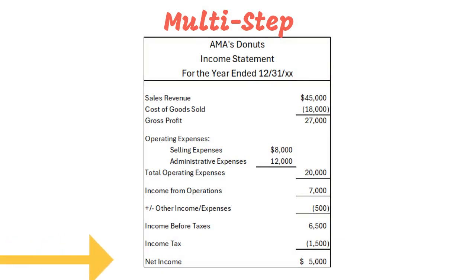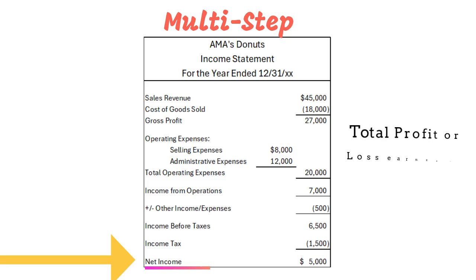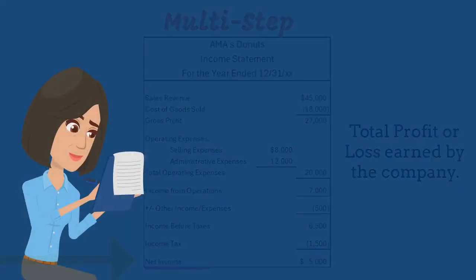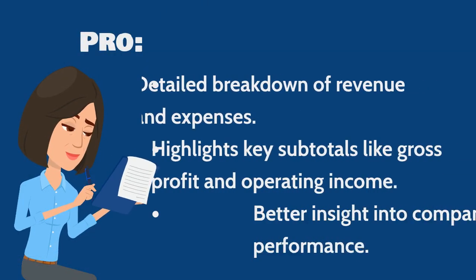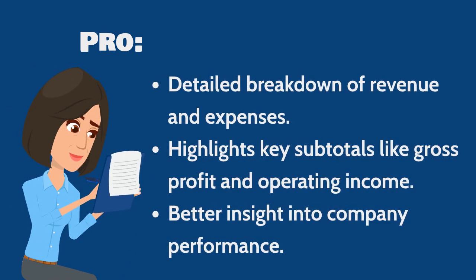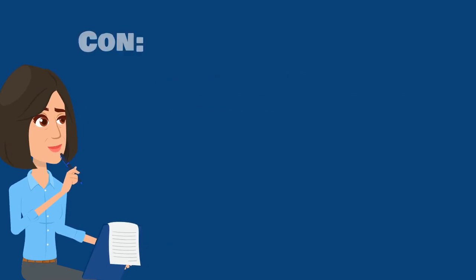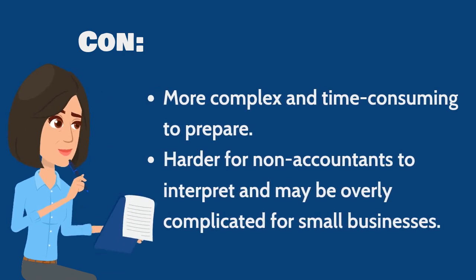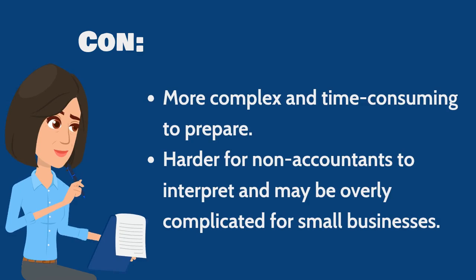Finally, we're at net income, which shows all the revenues less all the expenses of running the business and would be the same whether we were using the single or multi-step income statement. The multi-step simply gives us more information with the way the expenses are represented. We use net income in many of our financial analysis calculations. The multi-step gives us a detailed breakdown of revenue and expenses and highlights key subtotals like gross profit and operating income, which ultimately gives us better insight into company performance. It is more complex and time-consuming to prepare than single step, and for non-financial people, it might be hard to interpret, as well as being overly complicated.